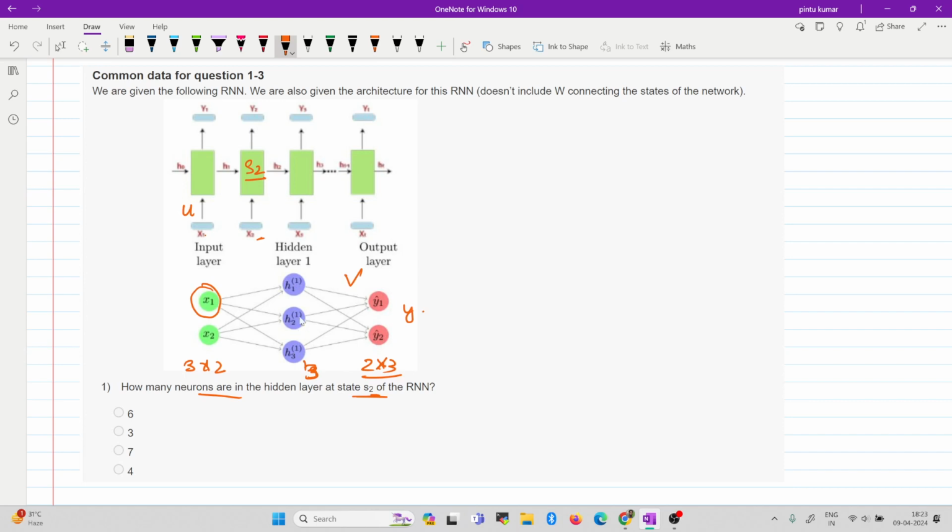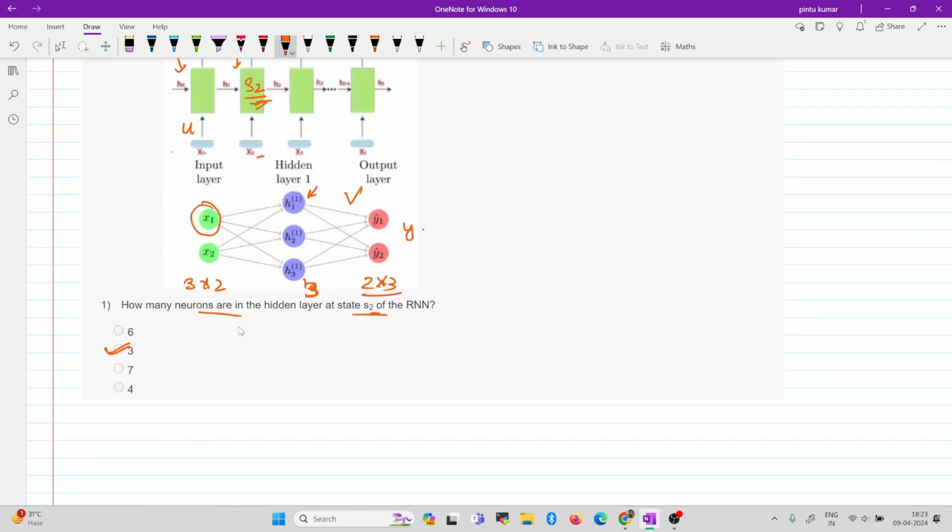Because as I mentioned a few moments ago, all these networks are the same: their weights, their biases, the architecture, everything is the same. Just the input changes and accordingly S(i-1) changes. Since the hidden layer has 3 neurons for your first input, for the second one also you will have only 3 neurons in the hidden layer.